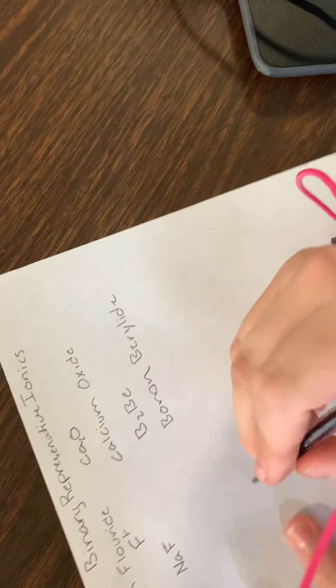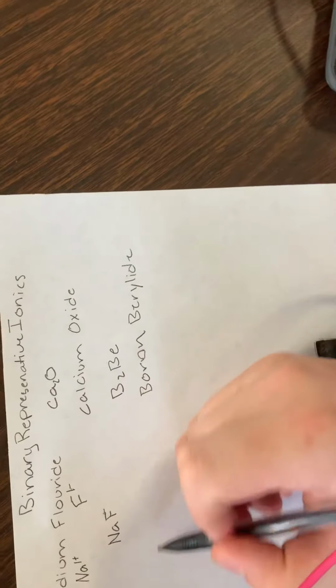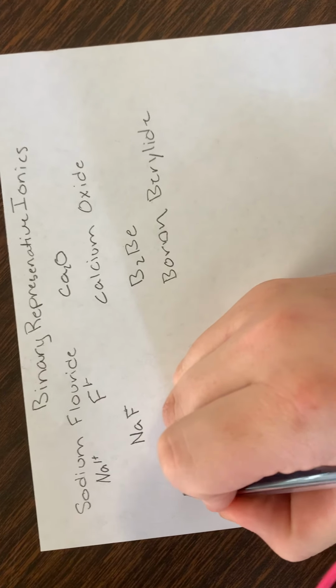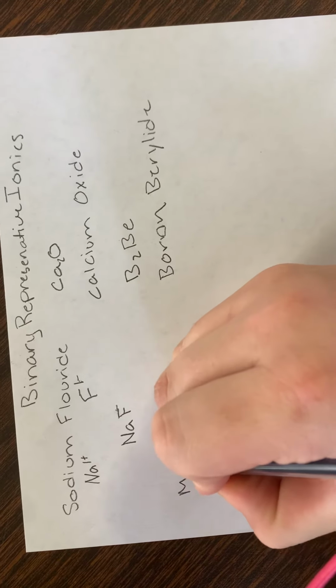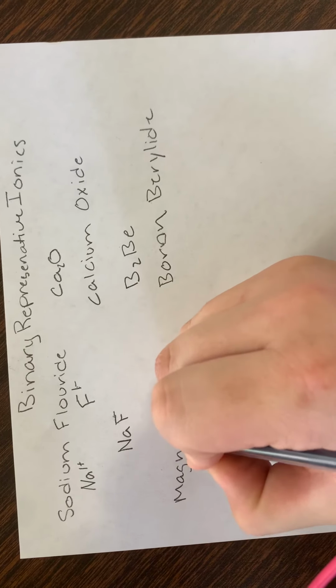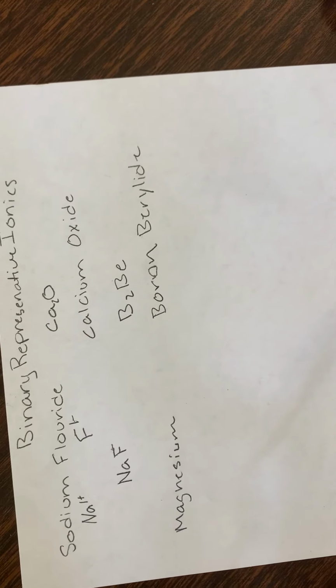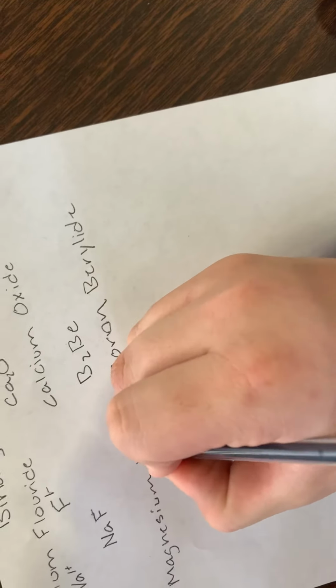Now let's do another example with going from word to normal. So we can do magnesium, and then we can do nitrogen. So it'd be magnesium nitride.